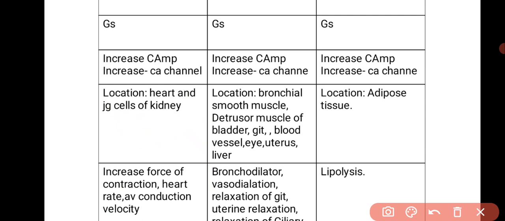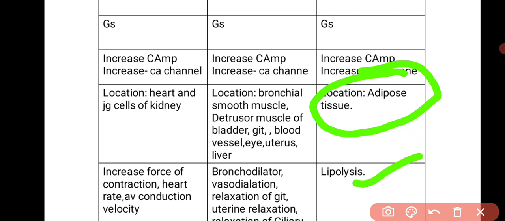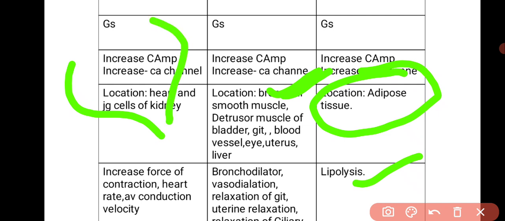Beta 3 receptors are present on the adipose tissue and are associated with lipolysis. Beta 2 receptors are present on all the smooth muscles and also on the skeletal muscles. They are present on the bronchial smooth muscles, associated with bronchodilation. Whereas alpha 1 is present on the trigone muscle and associated with contraction.